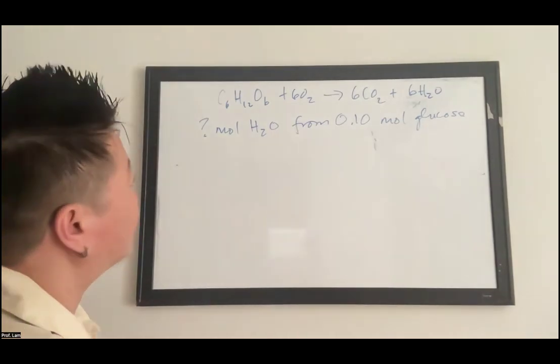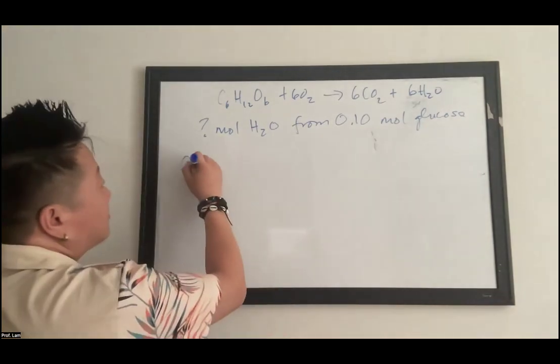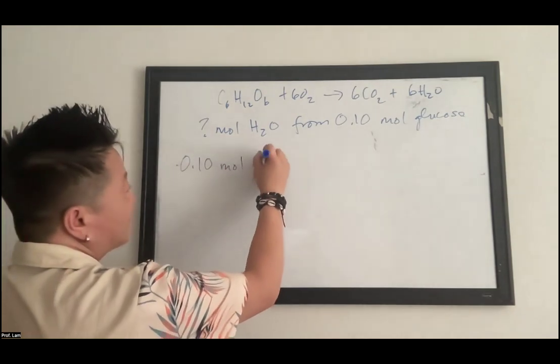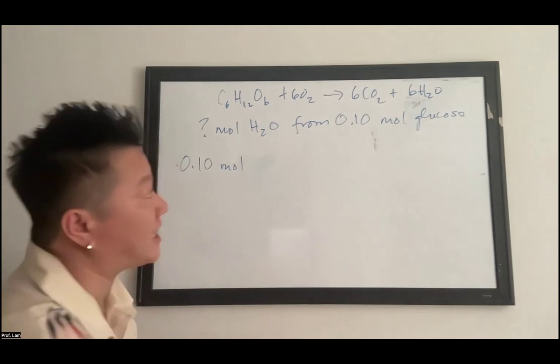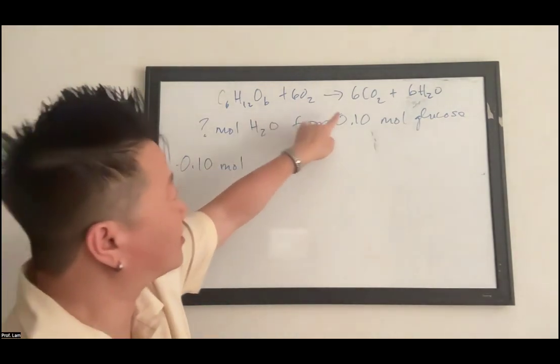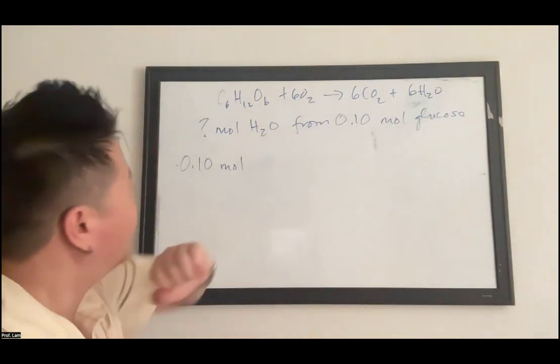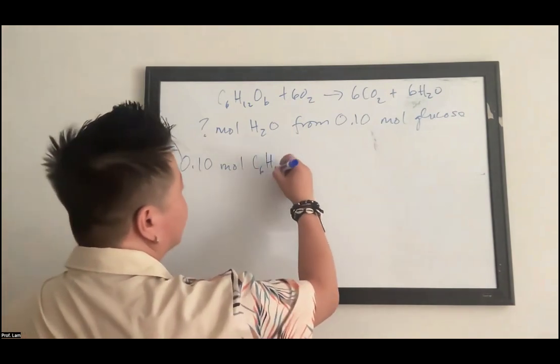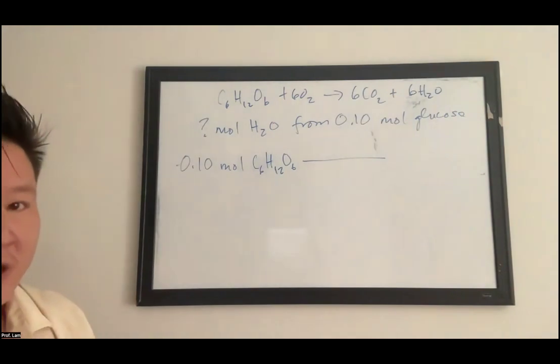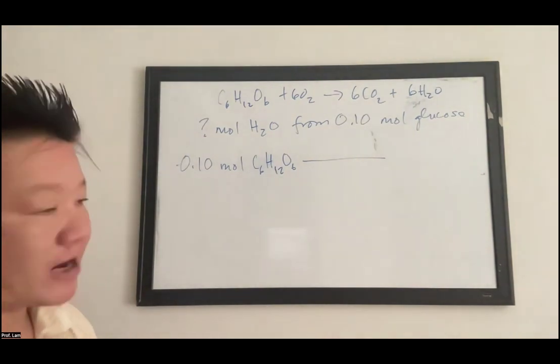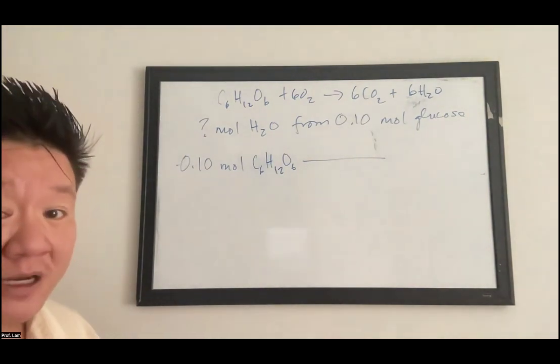Okay, so we start with 0.10 mole of glucose. And glucose is C6H12O6. It's kind of obvious here what glucose is because that's not glucose, that's not glucose, that's not glucose. So it must be C6H12O6. Then we draw that line. We've got to figure out what the mole-to-mole ratio is and which one has to go on top.